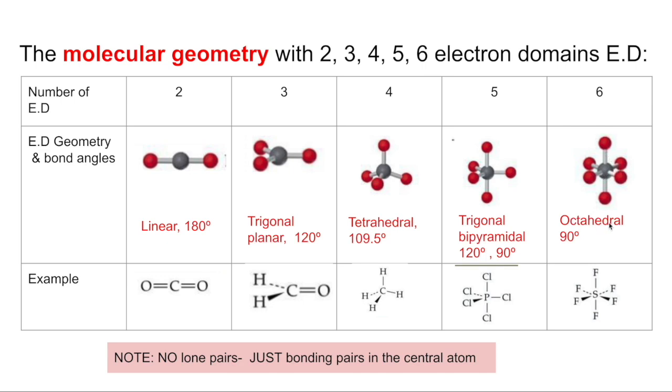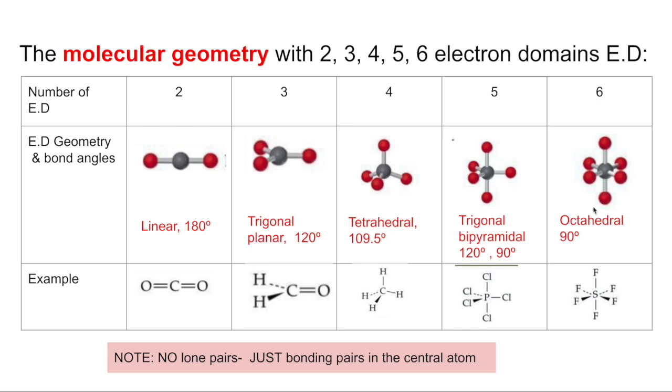And then the last one is an octahedral with 6 electron domains, and you've got a square planar or a square flat shape in the middle. You've got a bond pointing up and a bond pointing down, and all bond angles are 90 degrees, even in the square planar bit and in the top. And then you've got some examples of molecules that have those shapes.